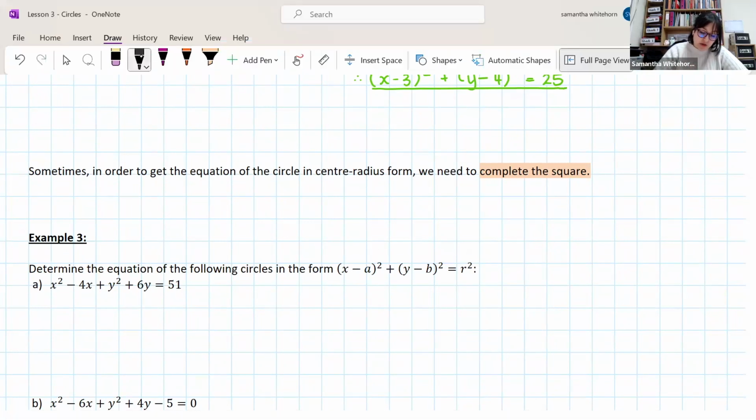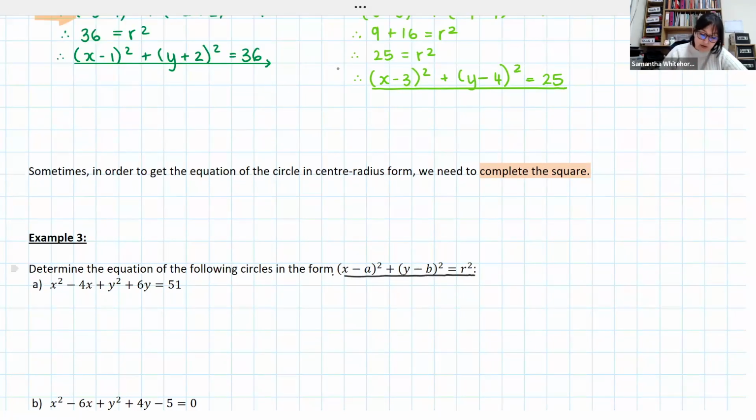So if we have a look at this first example here, we want to determine the equation of the circle in center radius form. And this first one we have is x squared minus 4x plus y squared plus 6y equals 51. So step 1, when you are doing this, is to move the constant to the right-hand side. Now, in this case, it's already on the right-hand side, so I don't need to stress about that. If it wasn't, I would move it to the right-hand side because remember, you want r squared on the right. That is all your constants squared. Right, in this case, we're good.